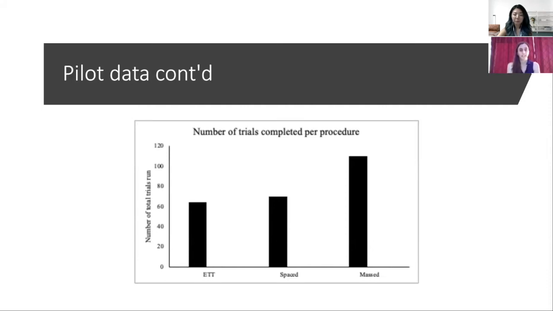This is the number of trials that it took to complete each procedure. In expanding time trials, about 60, space, about 70, and mass trials, about 110.